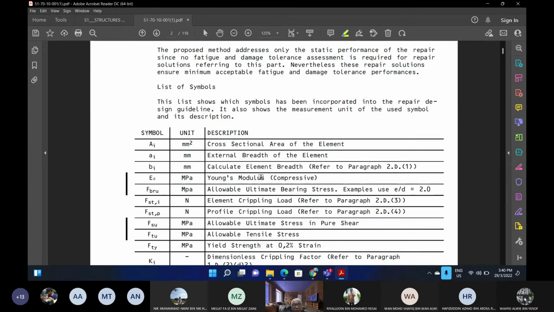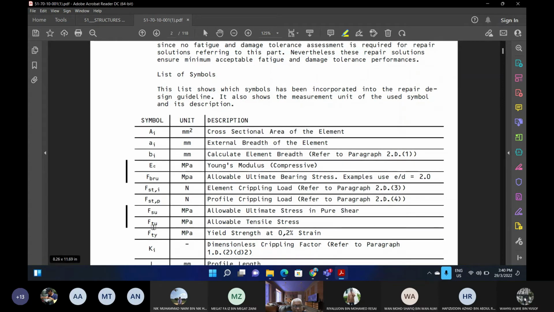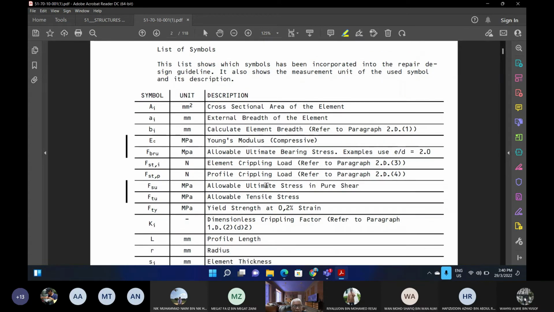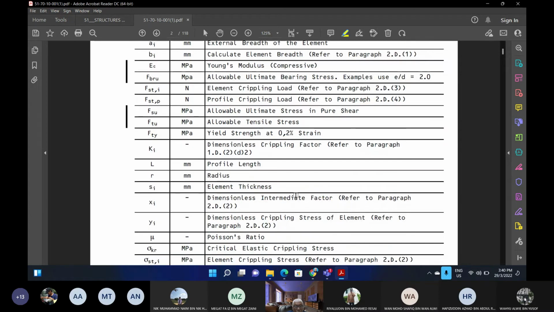So these are engineering properties, material values. We see here FBRU, FSU, FTU, FTY, FSTY. This is something you always see when you do mechanical materials. So this appears again. Like I said, you cannot forget them. You will see this again in this manual. So whoever is now doing mechanical materials, hopefully you'll be motivated by seeing this, because whatever you do actually appears in the aircraft manual.